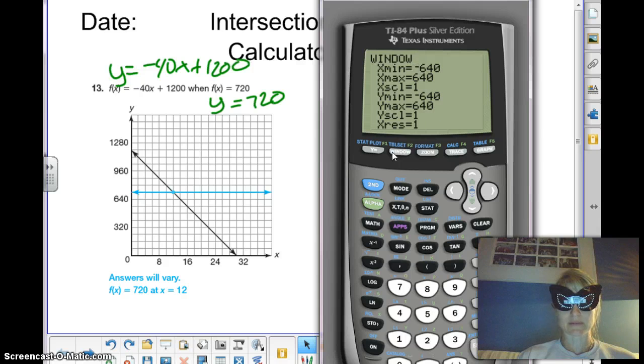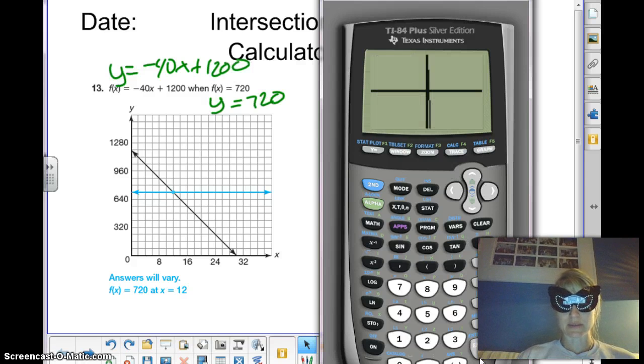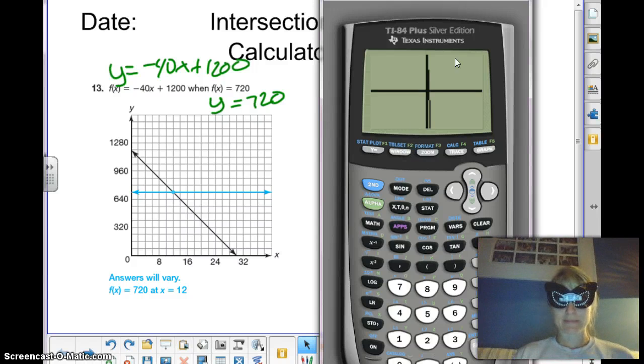Where's my window at? See, the window is still only at a max of 640. So again, that's at 720. So it's still not even enough. All right, so I'm still having a problem with it. It's getting so zoomed out that the lines are thick and I can't even see any of it.